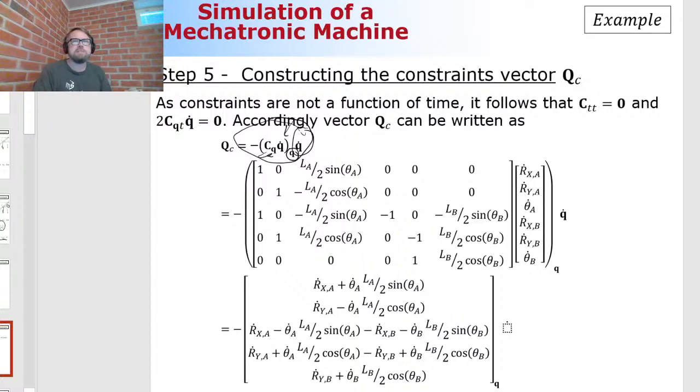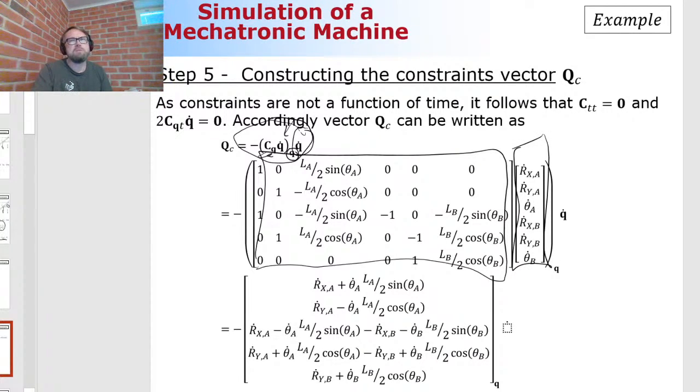Okay, so let's get started. Here is the Jacobian matrix. Here is the velocity of generalized coordinates. Once I do this multiplication, matrix multiplied by vector, I will get a vector of 5 components. So 5 components.